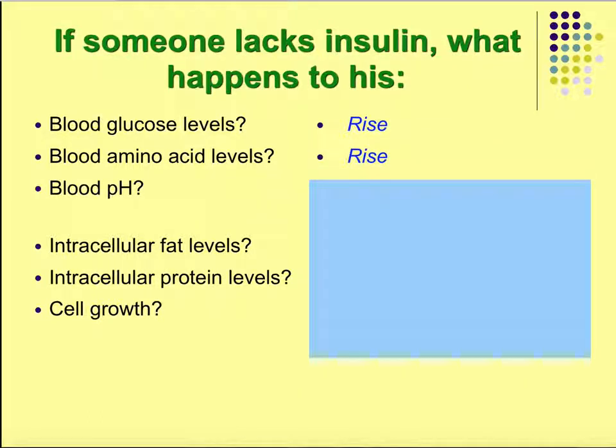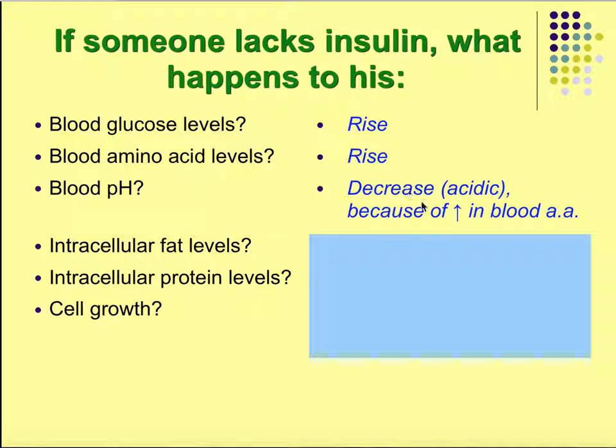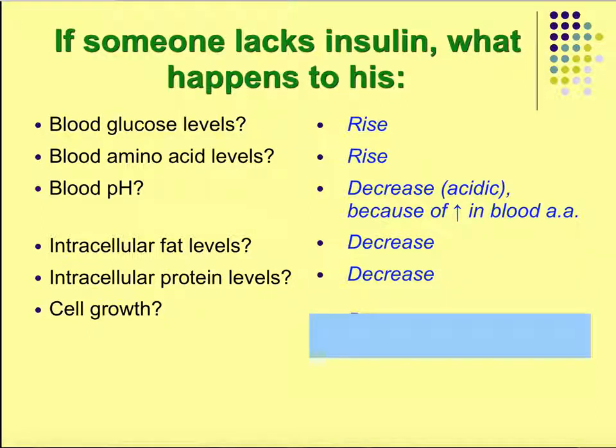What will happen to his blood pH? Well, amino acids are acids, so his blood pH will decrease. It'll become more acidic. What about his intracellular fat level? So now we're moving away from the blood, now we're moving into our cells. So his intracellular fat levels would decrease because insulin is not there to promote the storage of fat. Intracellular protein levels will decrease, and then as a result, overall cell growth will decrease.